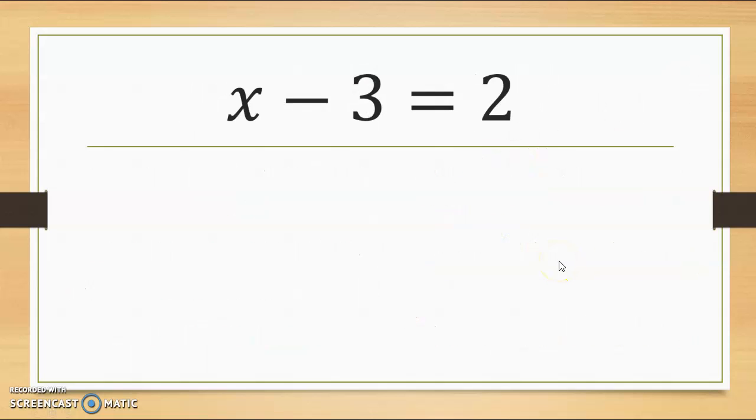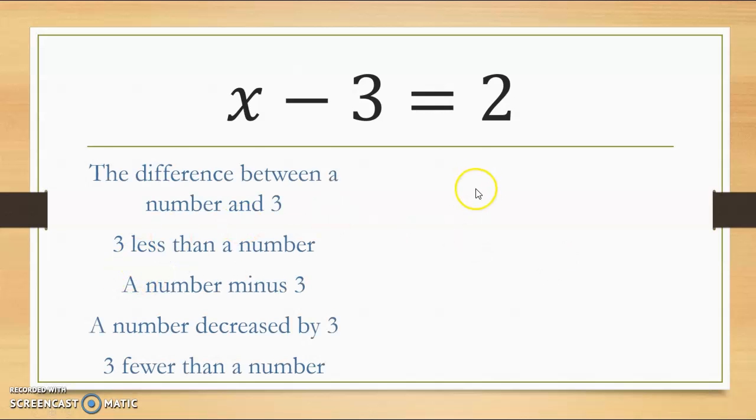Sometimes we have equations, right? We know it's an equation here because there's an equal sign instead of one of the inequality signs. And on the left hand side, we have x minus 3. Again, this is not the entire list of things you might see, but just a couple of them that pop up often. So the difference between a number and 3, right? Difference here is the subtraction.